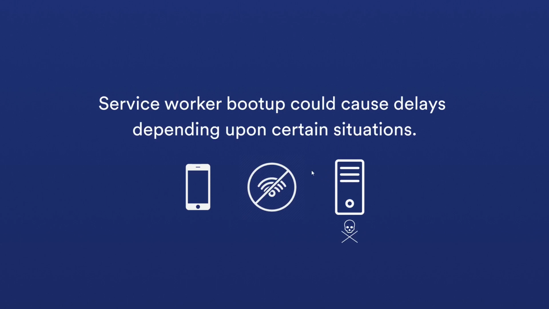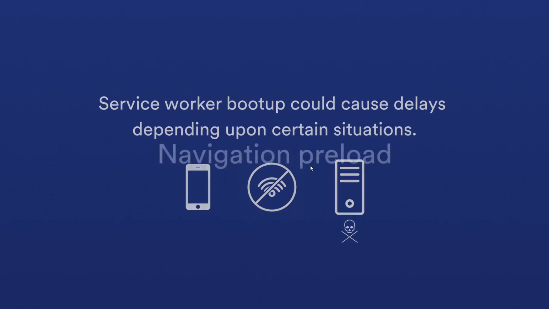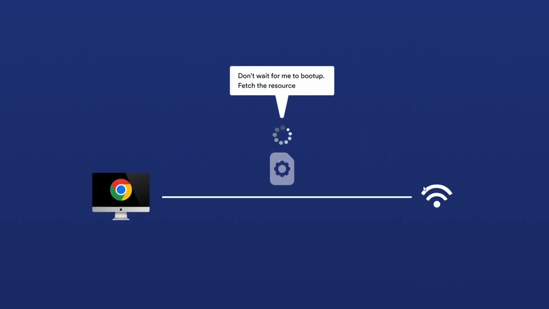The boot up time isn't a problem if you are responding from the cache, but if you are responding using the network, the request will be delayed by the service worker booting up. So to solve this, we use navigation preload. Now the navigation preload is a feature that lets you say, hey, when the user makes a get navigation request, start the network request while the service worker is booting up. The startup delay is still there, but it doesn't block the network request, so the user gets the content sooner.